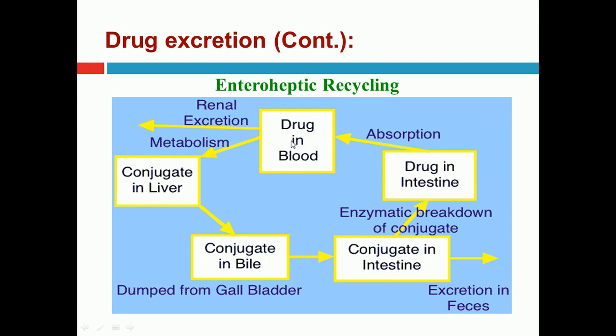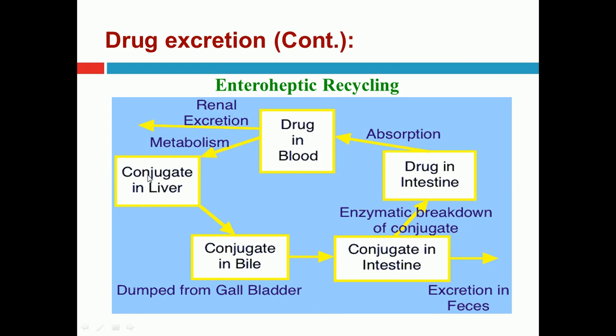For example, drug in blood, renal excretion, this is out. But metabolism, conjugate in liver, conjugate in bile, conjugate in intestine, because bile is excreted in intestine. So in intestine, the enzymatic breakdown of the conjugate. Conjugate means the phase 2 conjugate. Drug again will be liberated. So this is called enterohepatic circulation. If this doesn't occur, this can go into feces. So this is how the biliary excretion occurs.